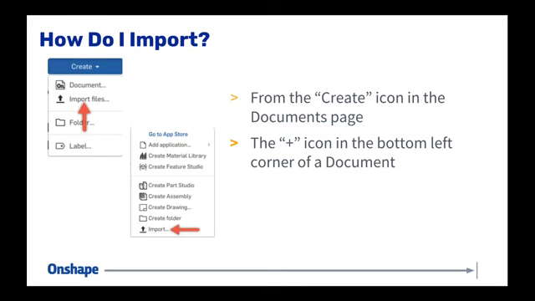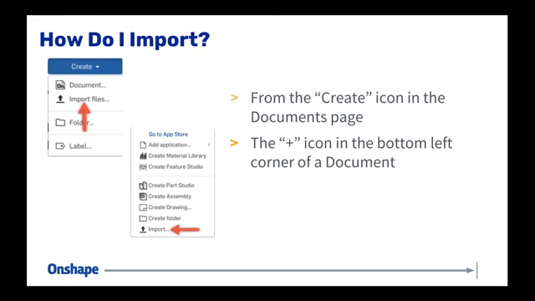So if you're in a document, you're in there modeling, doing your work, and you need to import something into that document, you would go to the plus icon in the bottom left corner of that document, and there's an option to import. So again, two different ways to import. If you go to the Create icon and choose Import, it's going to create a new document named after that imported file. That's the workflow you would take if you want to import something and create a new document out of it.